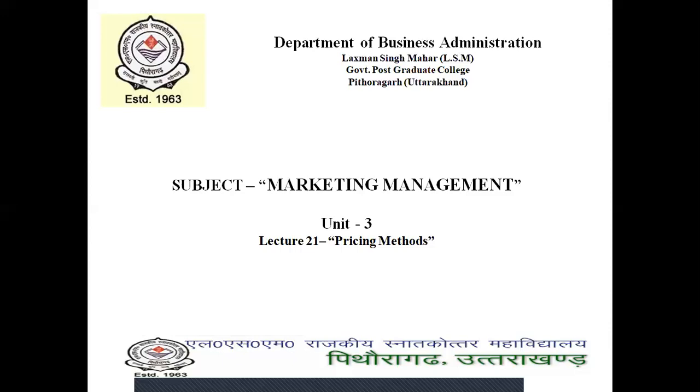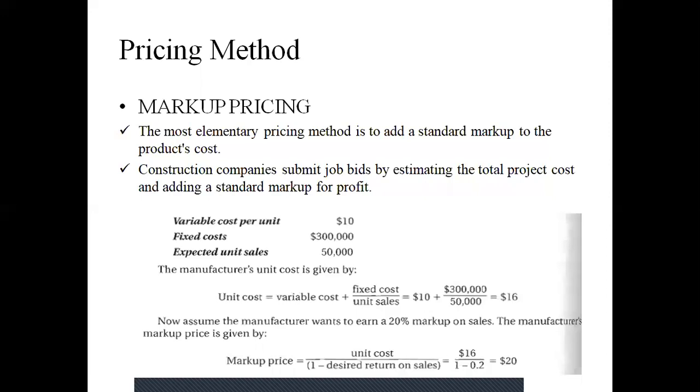Basically, we will discuss today four types of pricing methods. First one will be your markup or cost plus pricing method. Second will be the rate of return or target rate on investment method. Third one is the value pricing method, and last one is the perceived value pricing method. So let's start with the first type of pricing method. This is the markup pricing method or cost plus pricing method.